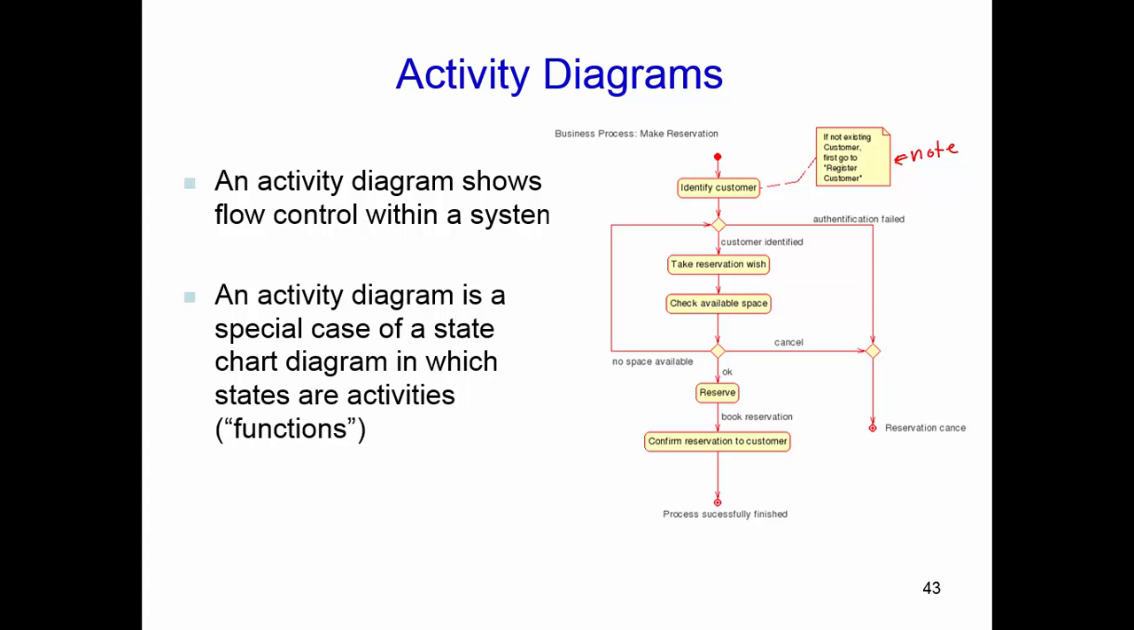And then these are activities or functions. Identify customer, make a reservation, check available space, reserve, and so on. So depending on the decisions that you're making, you go one way or the other until you confirm, in this case, the reservation for your customer. So activity diagrams, those are simple. I know you're familiar with flowcharts, so this is the same idea.